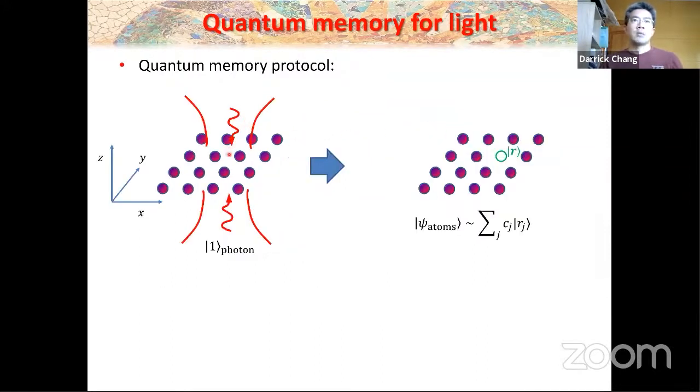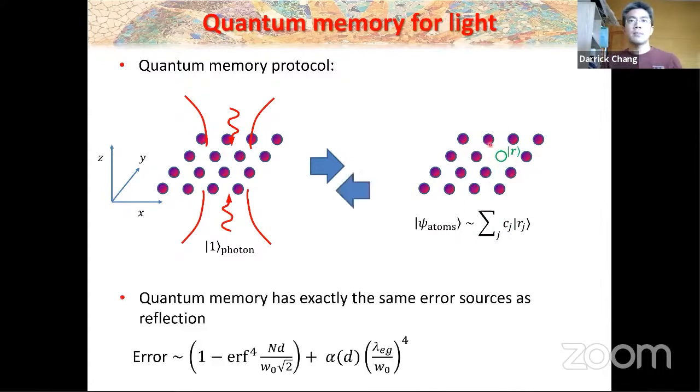Okay, so once I implement this quantum memory protocol with this control field, ideally what I've done is I've mapped, at the end of the day, this one photon into a single atomic excitation in this R level, but in a superposition where this one R state can be anywhere within the beam area of my incoming fields. So I won't prove it, but maybe it's believable that this quantum memory has exactly the same error sources as reflection. So in particular, if I take this error and optimize it with respect to the beam waist, I'm again going to get an error that scales like 1 over the linear number of atoms to the 4th power.